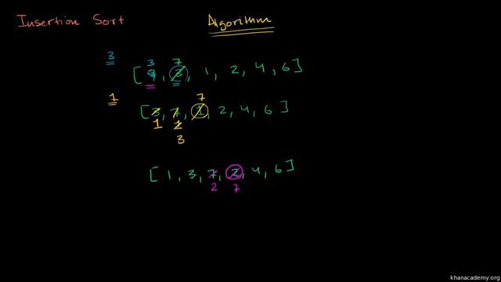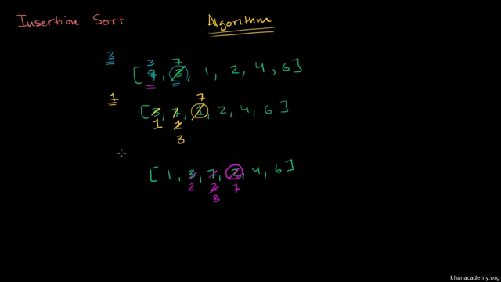Now you compare the 2 to the 3. 2 is less than 3. So let's put the 3 where the 2 is, and let's put the 2 where the 3 is. Then compare 2 to 1. Is 2 less than 1? No, it is not less than 1. So we don't have to do anything else. We don't have to keep going to the left.